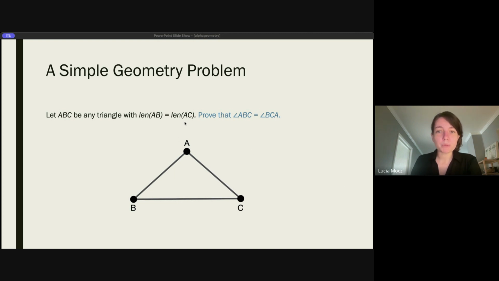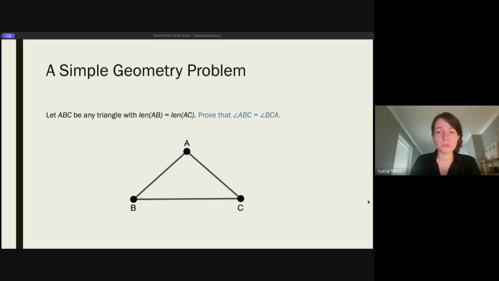Namely, we want to be able to cut the triangle in half and be able to match the angles ABC and BCA. And of course, if I were to print out this triangle and cut it out, then I would just fold the triangle in half and see that the angles match. Unfortunately, that does not constitute a mathematical proof. To have a full mathematical proof, you need that every single step in your deduction is an irrefutable truth.